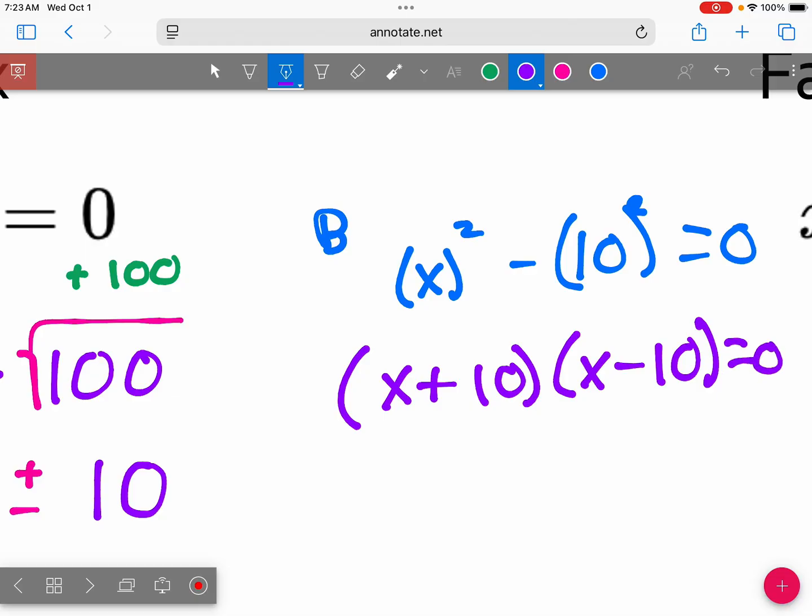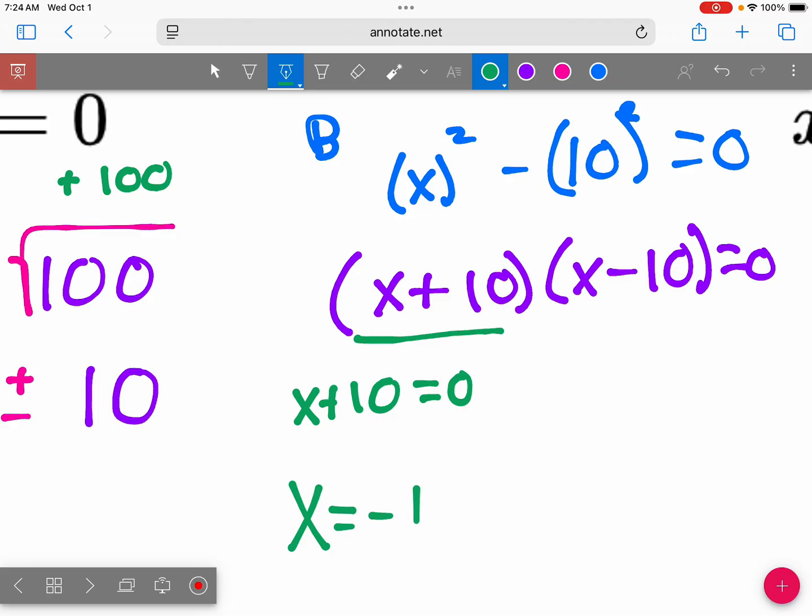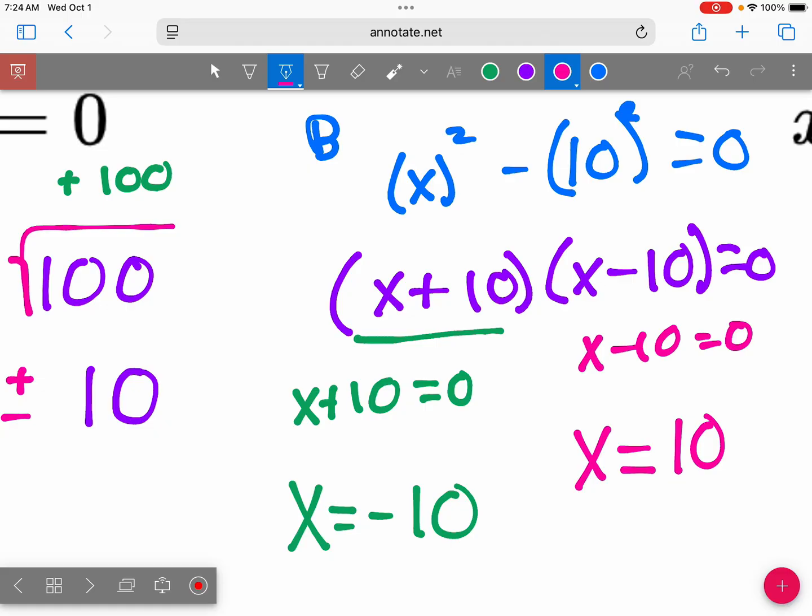Also valid, and in which case we're getting our exact same two solutions by setting each of our factors equal to 0. x plus 10 equals 0, and we get a solution at negative 10. And x minus 10 equals 0, we'll have a solution at x equals positive 10. So either way you do this, you're getting the exact same answers of positive 10 and negative 10.